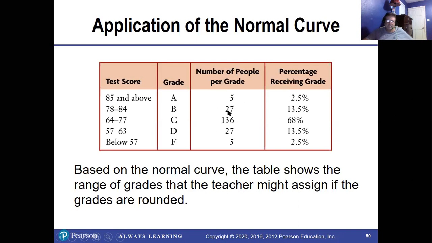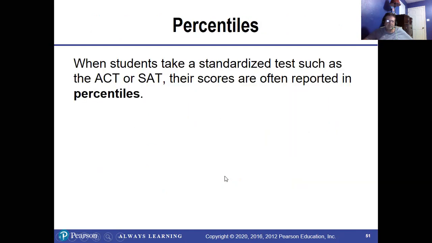So on a true bell curve, you need to have 68% of the students make a C. So you would give this many a C. B's would be 27, but then there'd have to be 27 D's and then 5 A's and 5 really low or bad F's. Okay, so anything below a 57 on your grade scale would be an F.